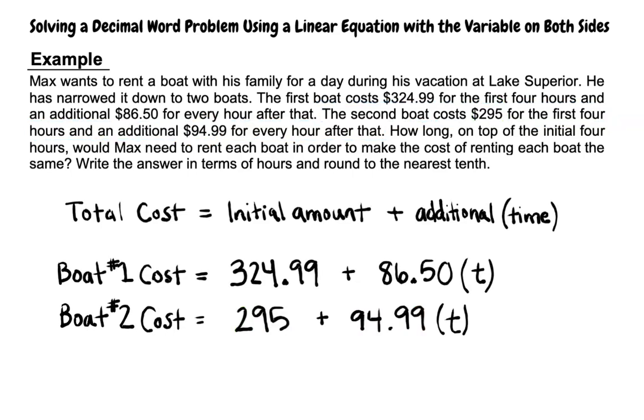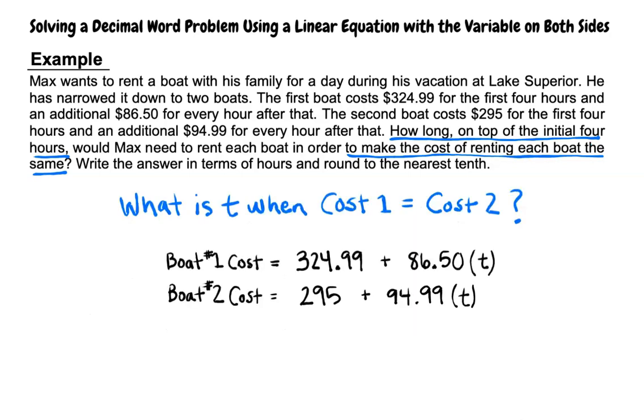That's correct. Now, what is the problem asking us to solve for? I think they are asking us to solve for t, because it asks, how long on top of the initial 4 hours should the boats be rented to make the cost the same? Right. So we want to know how much time it will take for the cost of renting the boats to be equal to each other. Mathematically, we want to know what t is when the cost of boat 1 equals the cost of boat 2. Therefore, we set the 2 expressions equal to each other and solve for t.